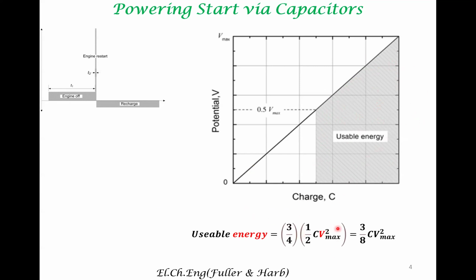The energy stored in a capacitor depends upon the maximum voltage of the capacitor. Half C V max squared is the total energy stored, out of which not all the energy can be drained out of a capacitor. Only a part of the energy can be drained out, that is given by this formula, just by geometric construction. So this is the usable energy from a capacitor.